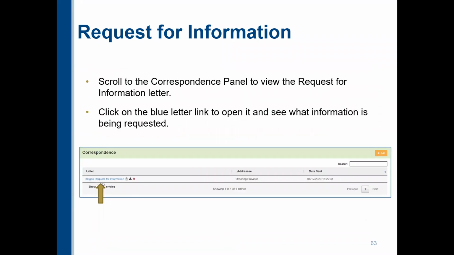You can also scroll to the correspondence panel in the member hub to view the request for information letter. You'll have the same information request in there, it's just in the form of a letter. You'll click on the blue letter link to open it and see what information is being requested.